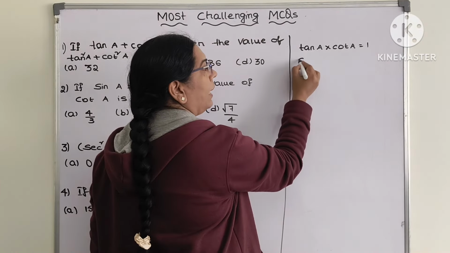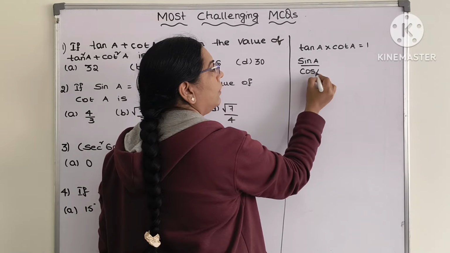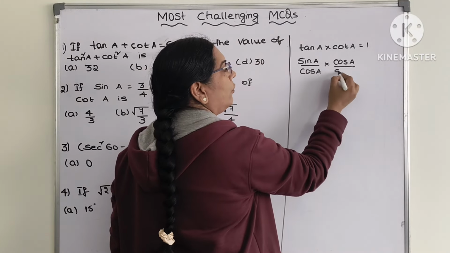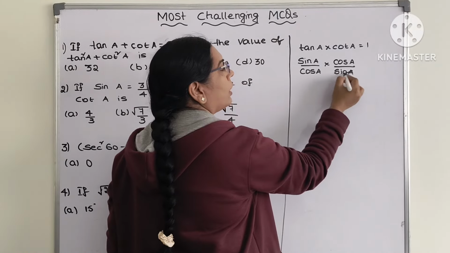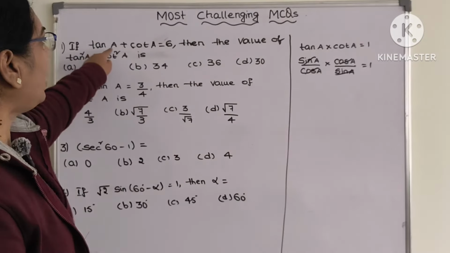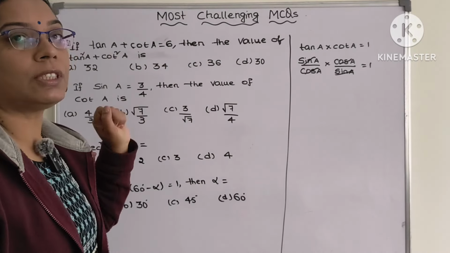Why is it 1? Tan is sin A by cos A, and cot is cos A by sin A. So when you multiply these reciprocals, what is the answer you will get? 1. So in the question, they gave you the sum, and they are asking for the sum of the squares.